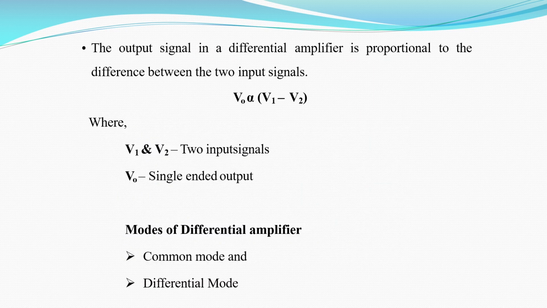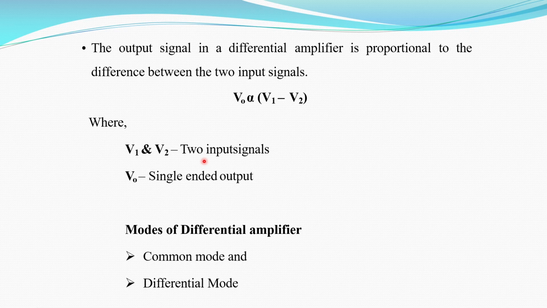Next, the output voltage is denoted using V1 and V2. The output signal of a differential amplifier is proportional to the difference between the two input signals. So V0 is proportional to V1 minus V2. Here V1 and V2 are the two input signals and V0 is the single-ended output.